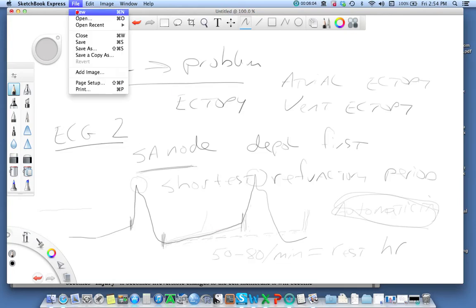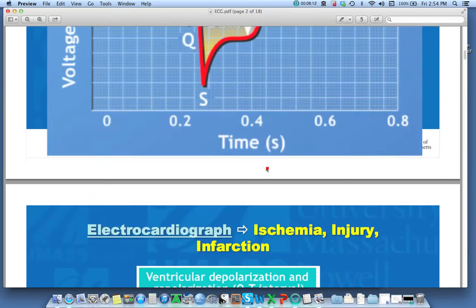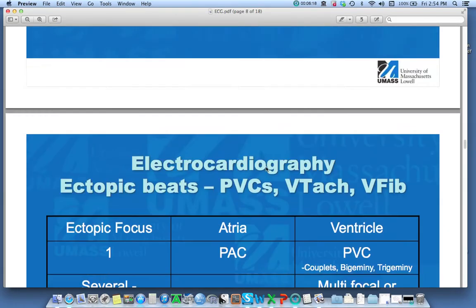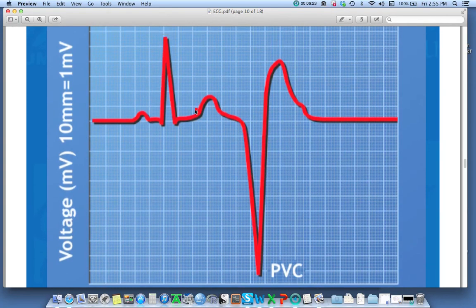So the way it looks, if it's in the ventricle, is you've got this big, awful looking waveform. It is not preceded by a P wave. Just all of a sudden, you get this big waveform that is depolarization of the ventricles independent of the SA node. Now, why is it so big?